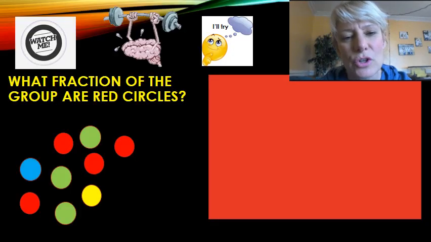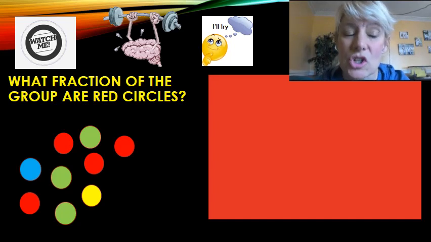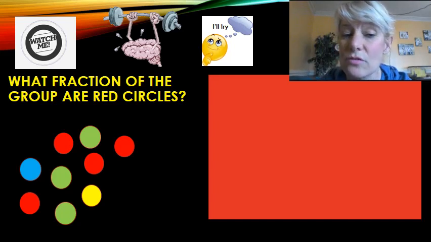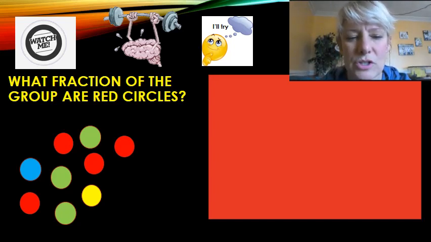All right, if you'll notice there are two sides. One side says watch me and the other says I'll try. So we're going to start with the watch me side. That's where I'm going to give you the example of what I'd like you to do. So I noticed the question says what fraction of the group are red circles.